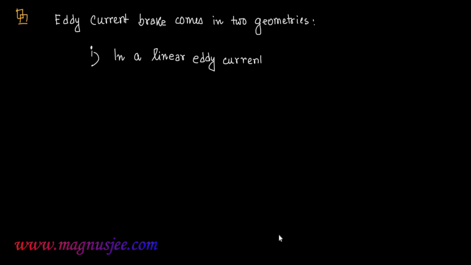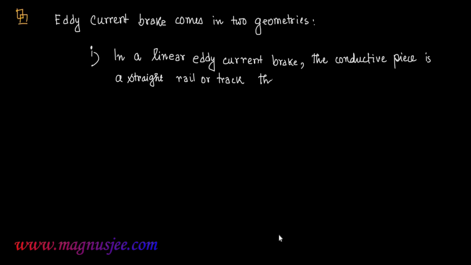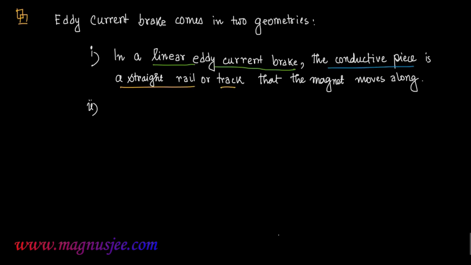Now, eddy current brakes come in two geometries. Number one, the linear eddy current brake. In a linear eddy current brake, the conductive piece is a straight rail or track that the magnet moves along.